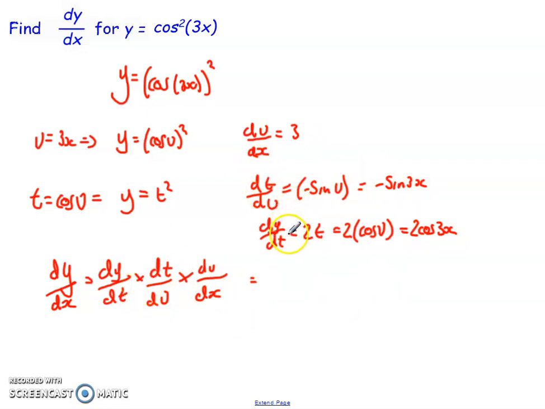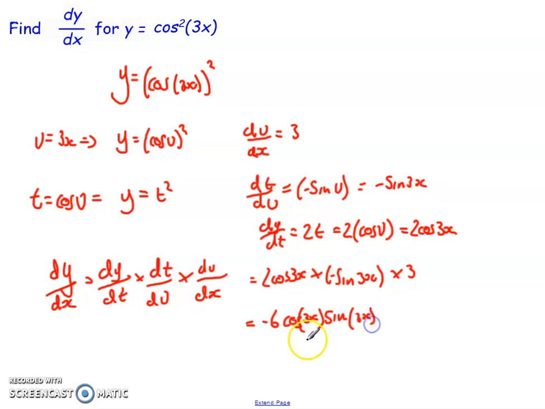So dy by dx is going to give me 2 times cos of 3x, times the next one, so times negative sine 3x, then times a final derivative, times 3. Simplify it all down. What you end up getting is negative 6 cos 3x, put that in a bracket, times sine of 3x. So there you go, that's my derivative at that final stage.